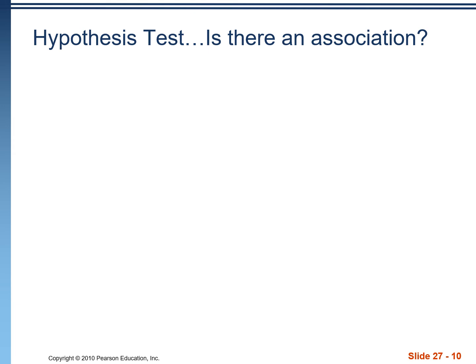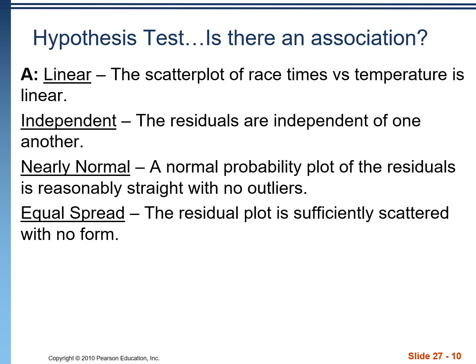Here we have our four conditions. The scatter plot of race times versus temperature is linear. The residuals are independent of one another. A normal probability plot of the residuals is reasonably straight with no outliers. You have to graph this just like you had to graph all the other nearly normals. And equal spread, the residual plot is sufficiently scattered with no form.